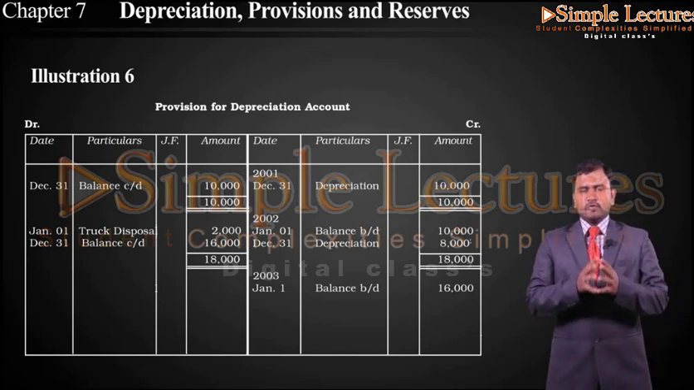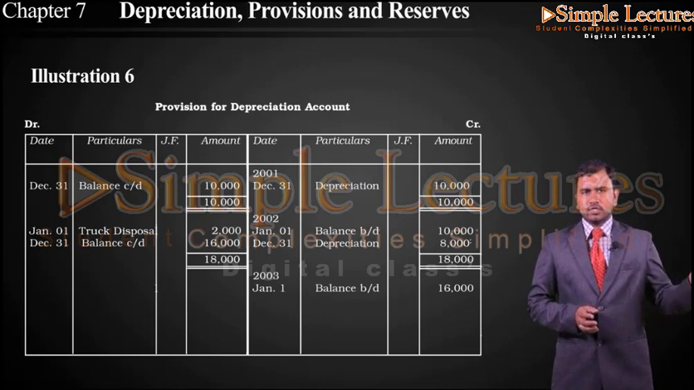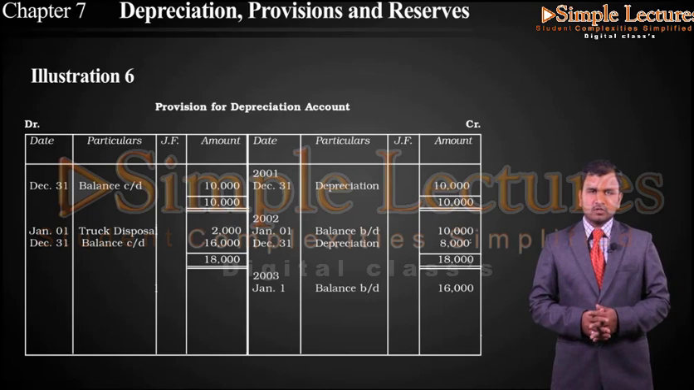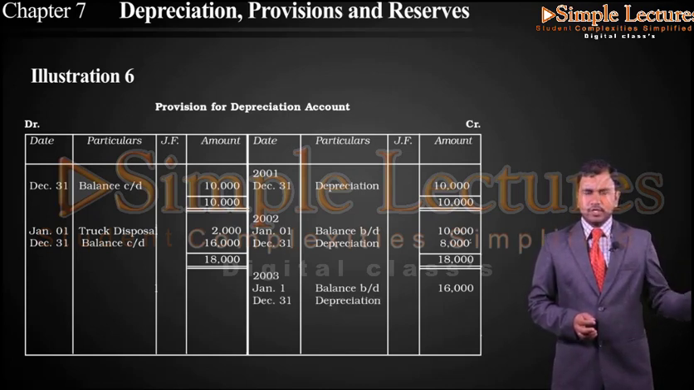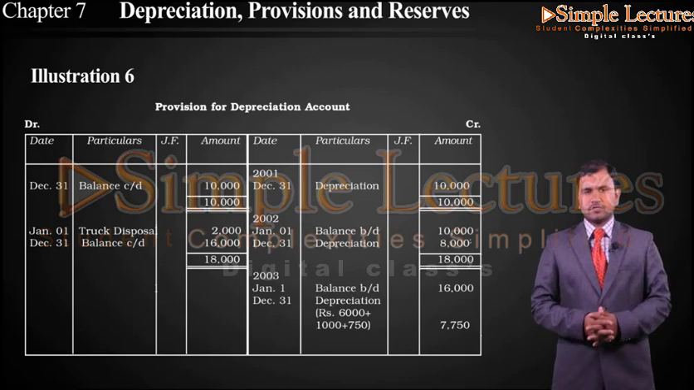So now again when coming to the third year, we have a depreciation of total 6,000, 1,000 plus 750, that we are going to consider in the credit side on the closing date 31st December 2003, depreciation, in bracket 6,000 plus 1,000 plus 750, and the outer column value will be 7,750.